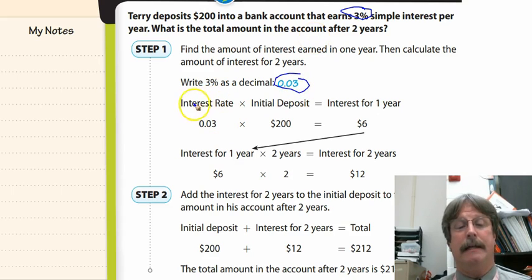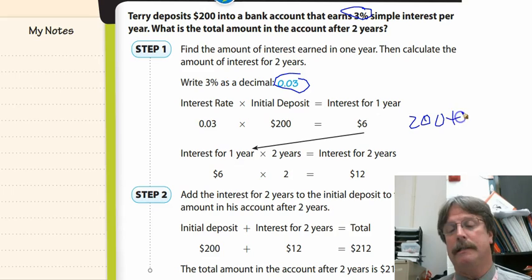We take the interest rate times the initial deposit, that's the $200. So 0.03 times 200 is $6. After the first year, we're going to have $6 of interest. If we take the 200 and add 6, then we're going to have $206 after 1 year.